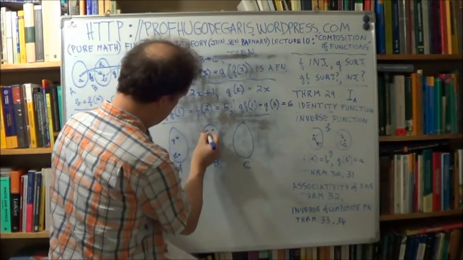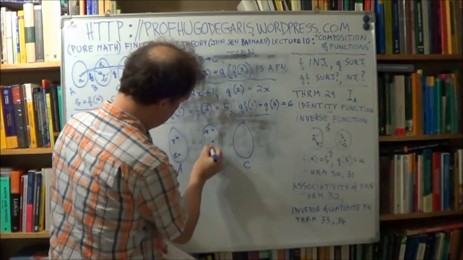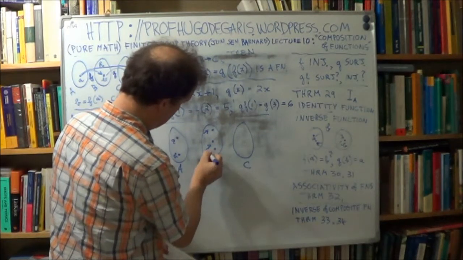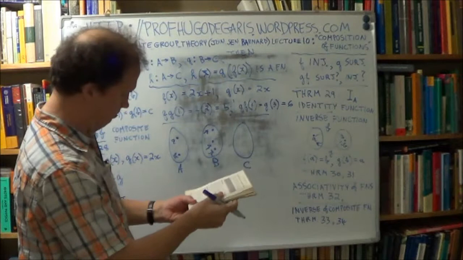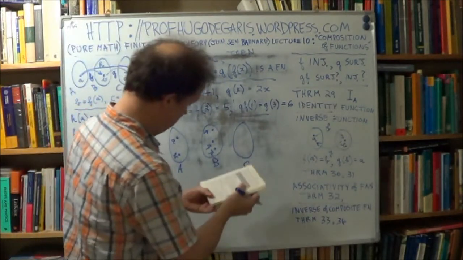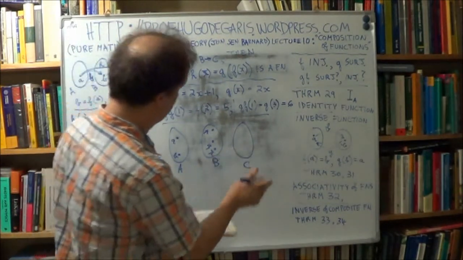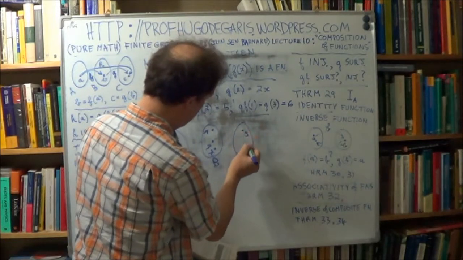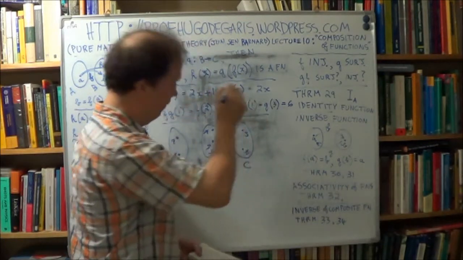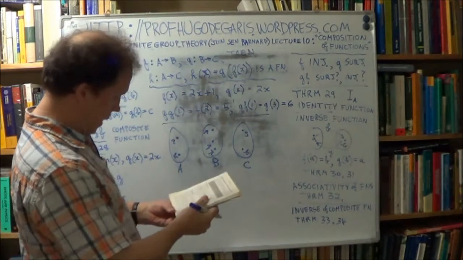So that's P, that's Q, and that's R. And the third set consists of just two elements, S and T. Okay?